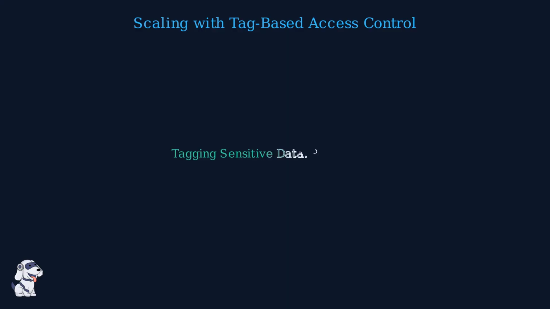Enter Tag-Based Access Control, or TBAC. Instead of managing individual table permissions, we label sensitive data with tags like PII equals true. By writing one policy that applies to every tagged object, you create an automated bridge between your security rules and your data. This is the most efficient way to scale security. As your data grows, your security model grows with it. No more manual updates, just robust, tag-based governance.